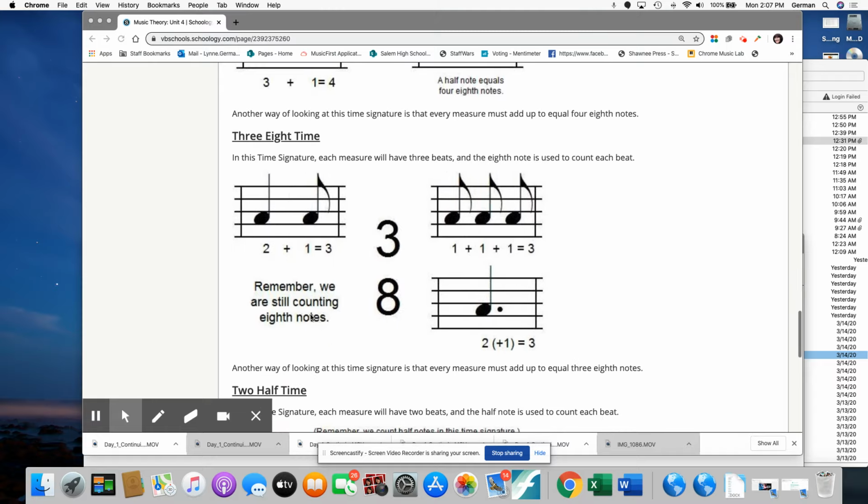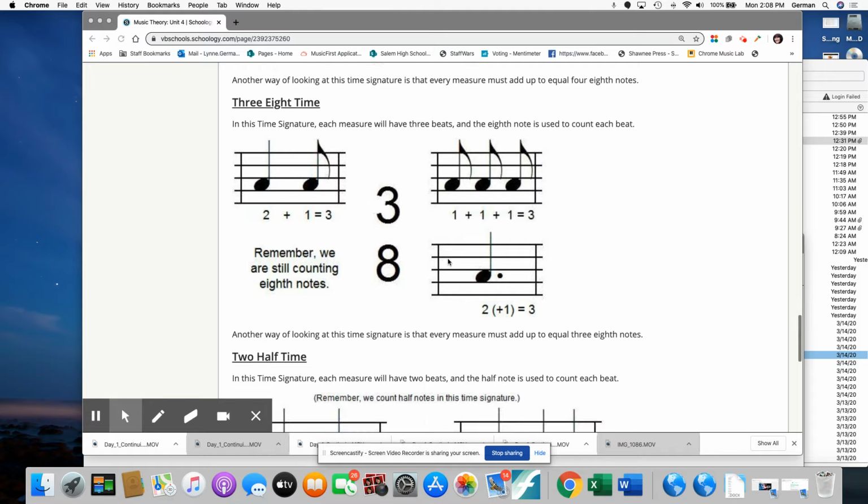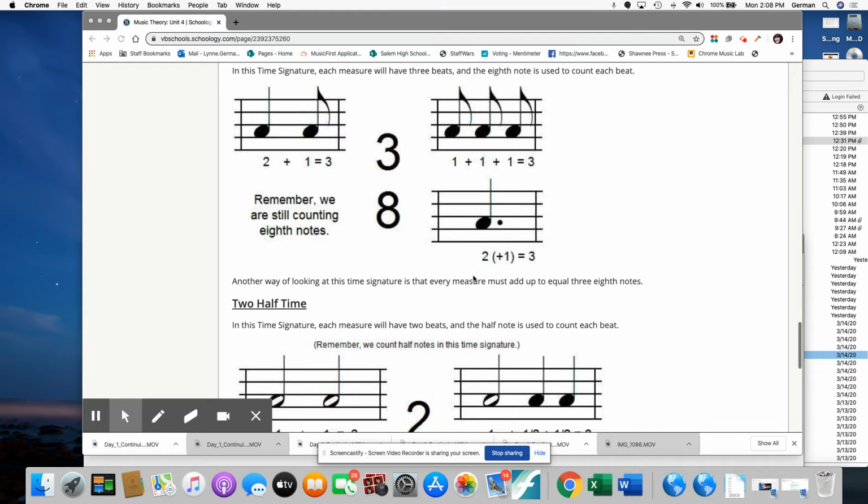In 3/8 time, back to where we were, we're still counting the eighth notes. So since the quarter note is worth 2 eighth notes and the eighth is worth 1 eighth note, this would total up to 3 beats in this measure, or 3 beats with 3 eighth notes, or the dotted quarter.